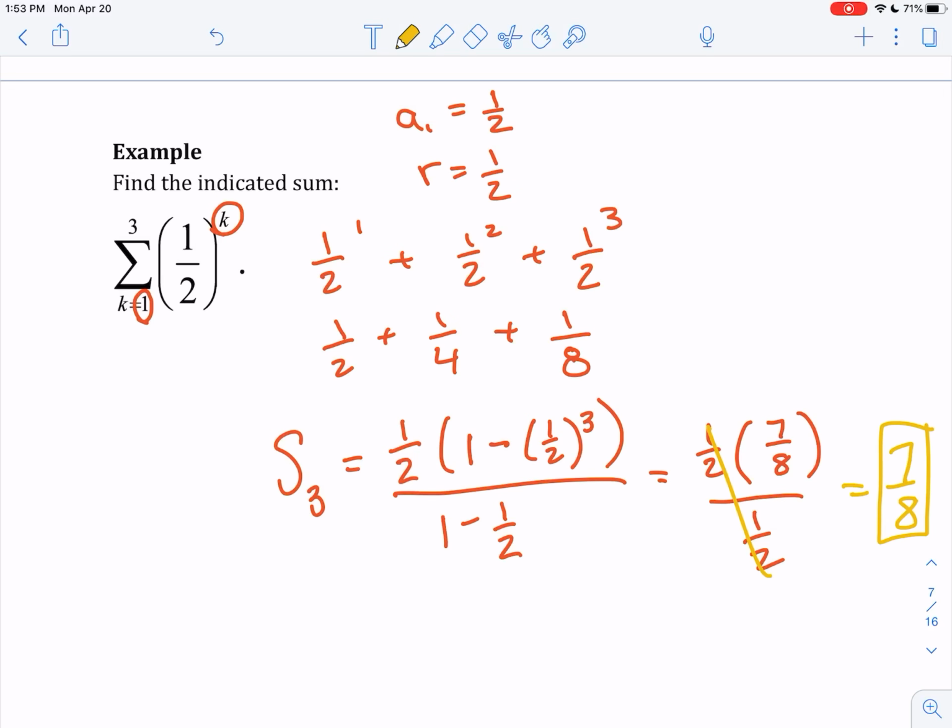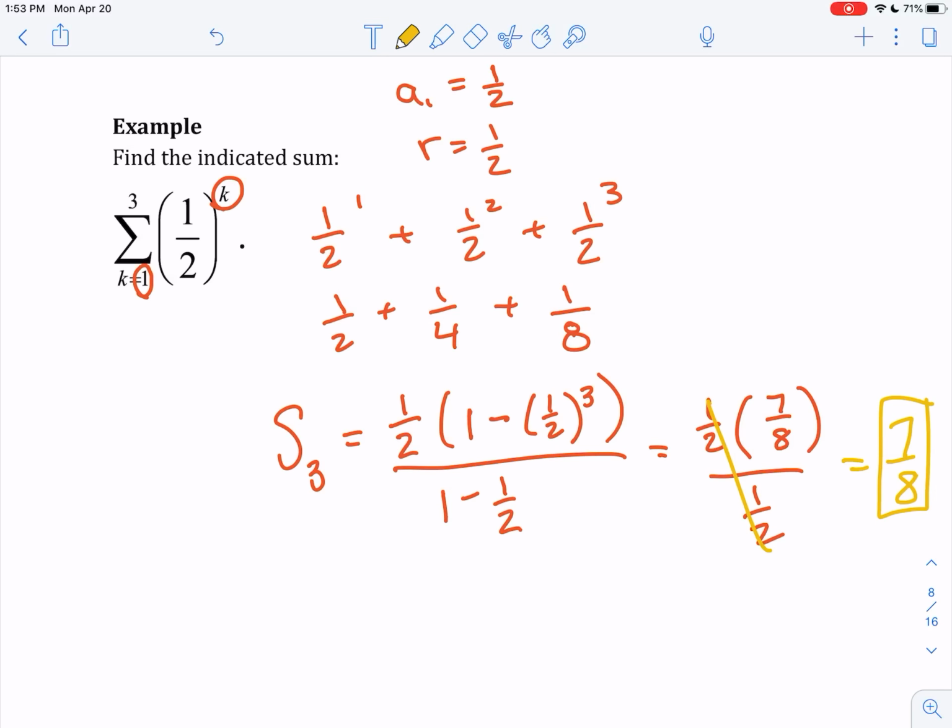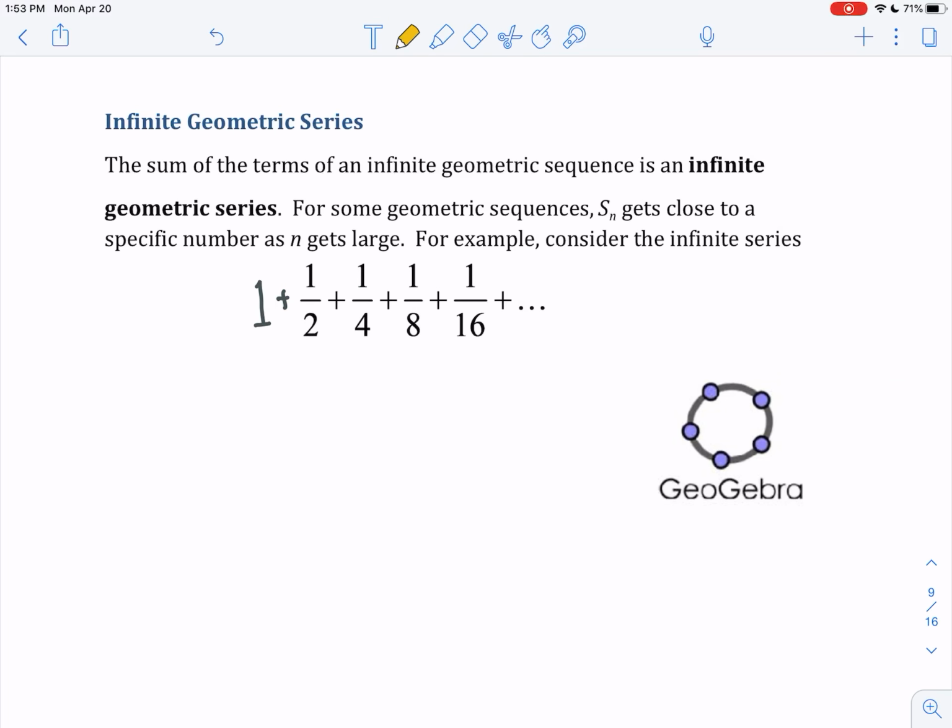Whatever is faster. All right, so where are we going with this next? Remember, we have one more kind of nuance with geometric series, and that is that sometimes you can actually find an infinite geometric series. In other words, you take this infinite sequence and you keep adding and adding and adding terms, and you actually hit a limit, okay?